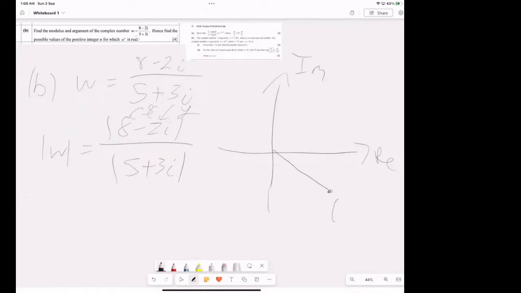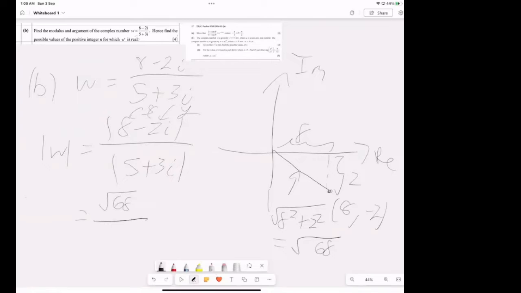So the distance here is 2 and the distance here is 8. How do we find the magnitude of this, like a vector? You can see it's like a vector. How do we do it? We actually just use Pythagoras' theorem. So 8 squared plus 2 squared, and that is the square root of 64 plus 4, so 68. So this is equal to square root 68.